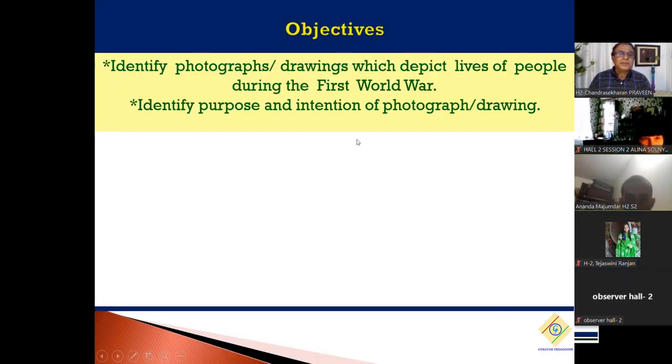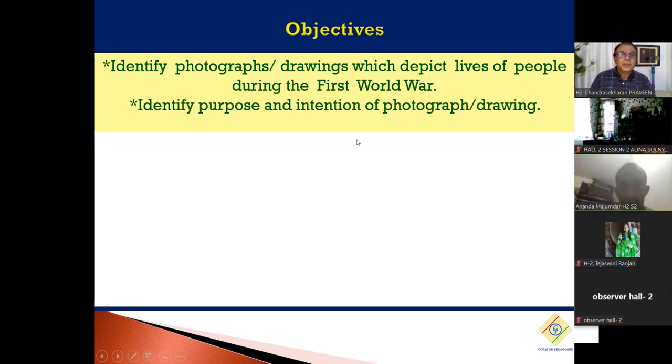Now, what are my objectives? I'm trying to identify the photographs and drawings which depict the lives of the people during the First World War. And also try to identify what exactly was the purpose and the intention of the photographer and the artist who did the drawing, because you cannot take everything for granted.